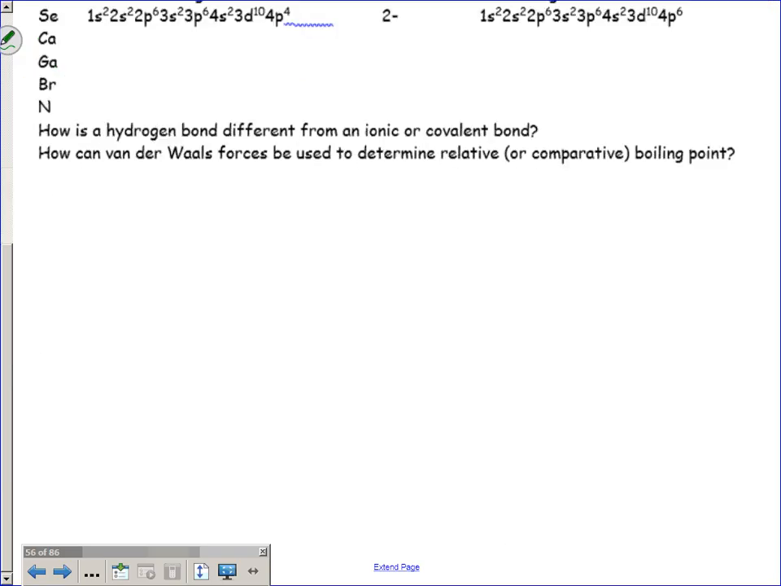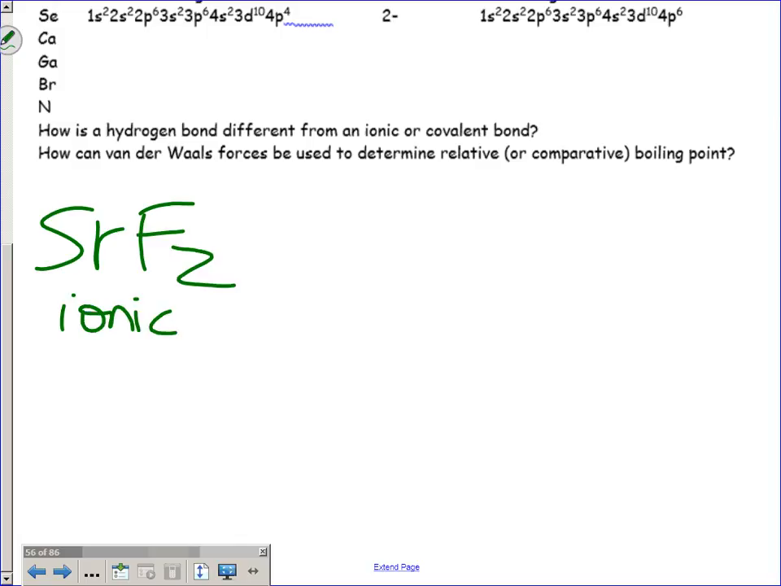So SrF2 is my first one I'm going to draw. I see it's ionic, and if I know it's ionic, and you even wrote down it was ionic, and you still drew it covalently, that means you're not connecting the words to the drawings, all these different depictions of a compound. If it's ionic, you must show ions.